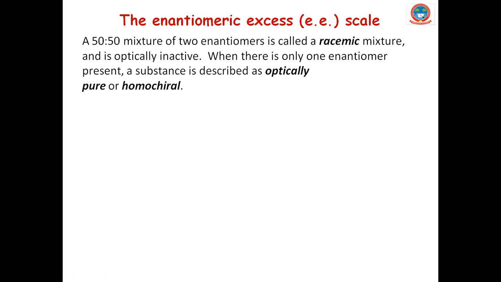If we take 50-50% of two enantiomers, it is called an enantiomeric mixture, or it is called a racemic mixture.